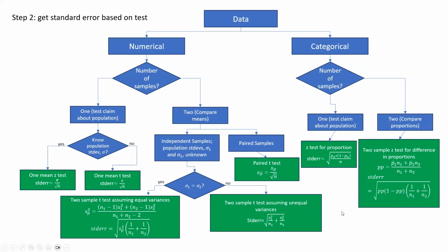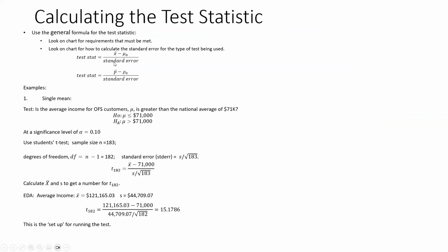Okay, so let's go through this for each one of those examples. The first example, we're going to be here in the single mean. So we set it all up, and the degrees of freedom are n minus 1, or 182, because we had a sample size of 183.